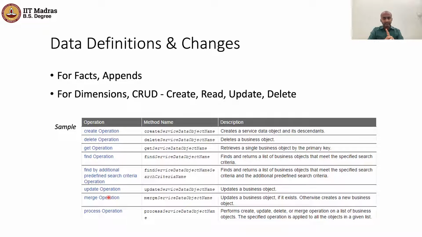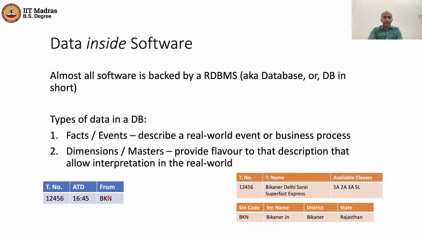For dimensions, on the other hand, every time I need to do something about these dimensions, I have to do one of these 4 types of operations: create, read, update, or delete. Or in short, it's abbreviated as CRUD, C-R-U-D. So let's take an example. I have the set of all stations. Okay, let's take a train example, that's even better. I have the set of all train numbers. Every train number has a train name and available classes.